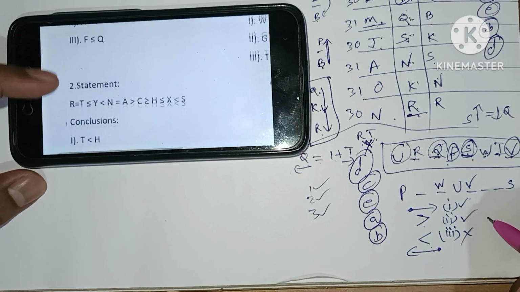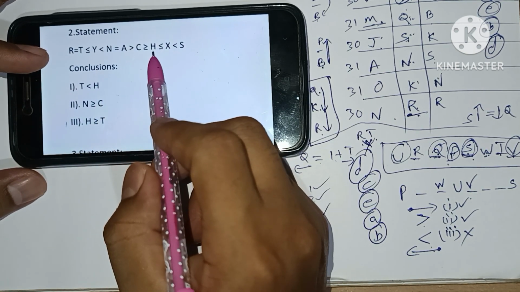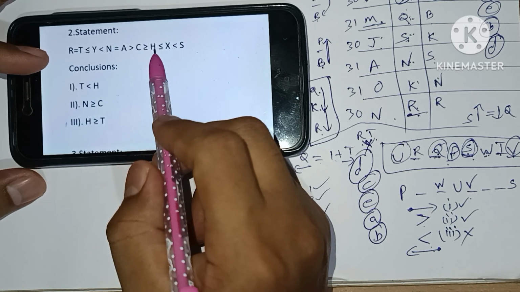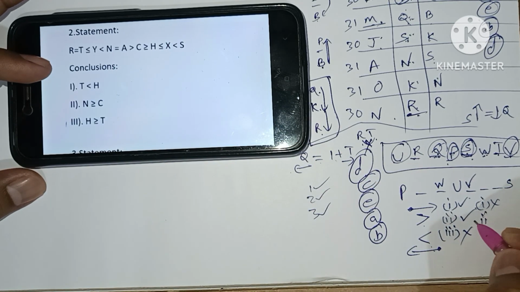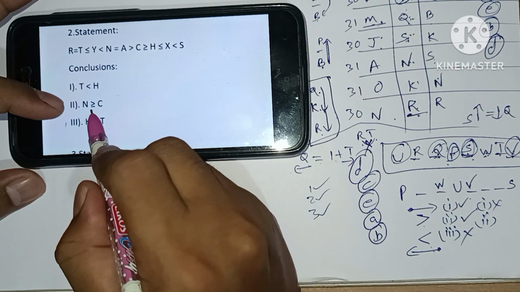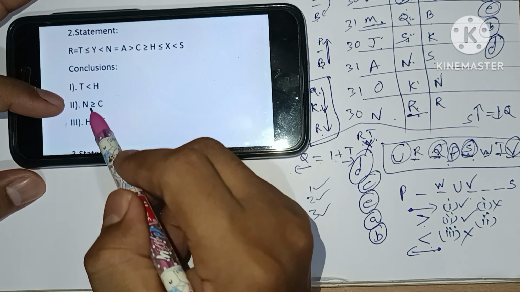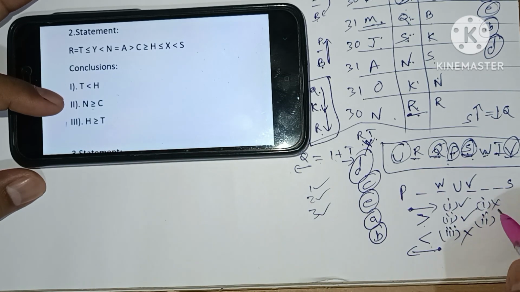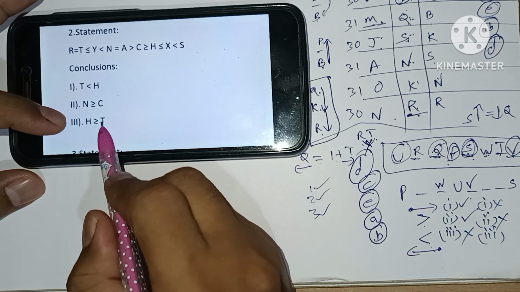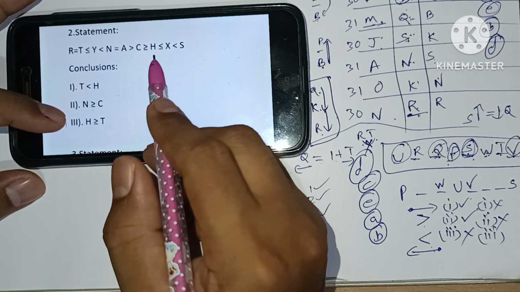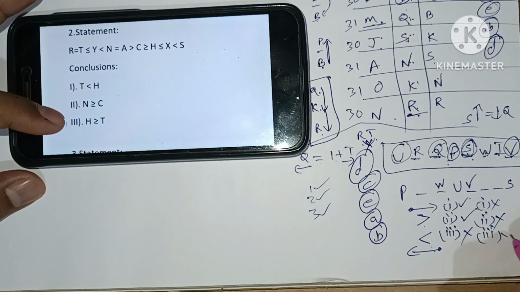Okay, let's see second question. The flow from H to T. From H we have no flow, so first conclusion will be false. Second conclusion, the flow from N to C with everywhere equals to. From N we are able to reach to C, but there is a missing equal to here, so second conclusion will be false. Third one, the flow from H to T with everywhere equals to. From H there is no flow, so this conclusion is also false.